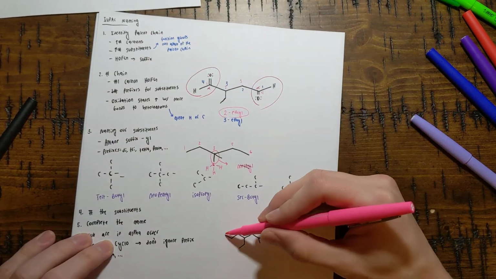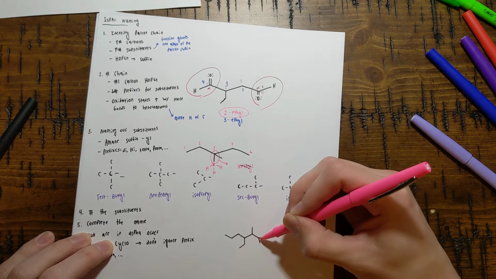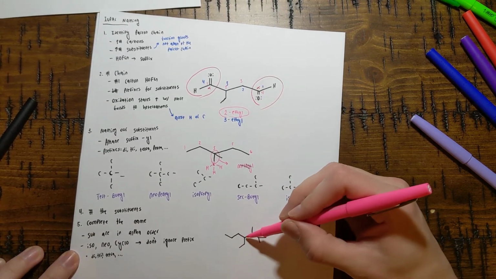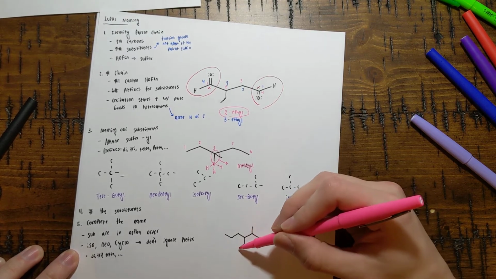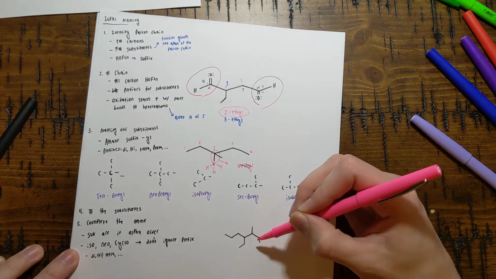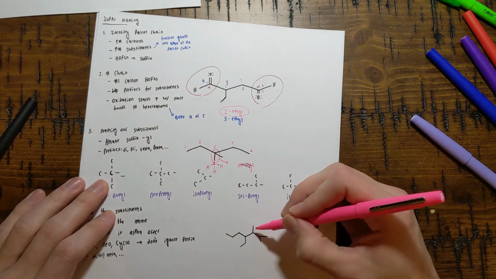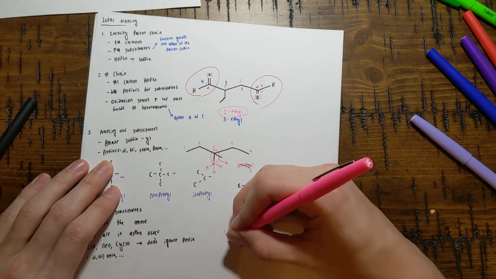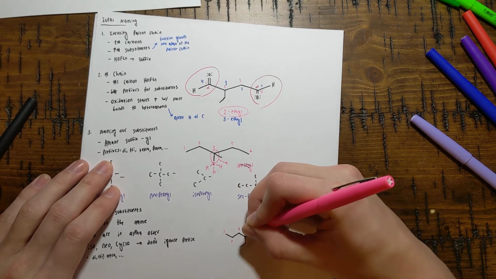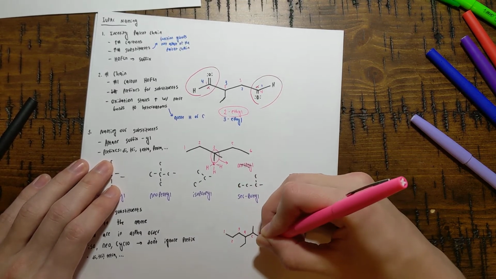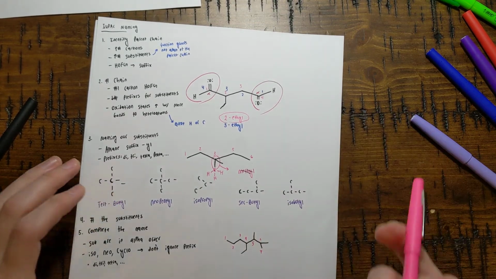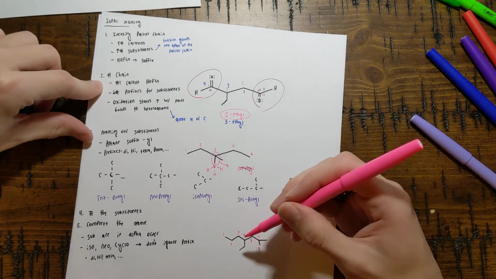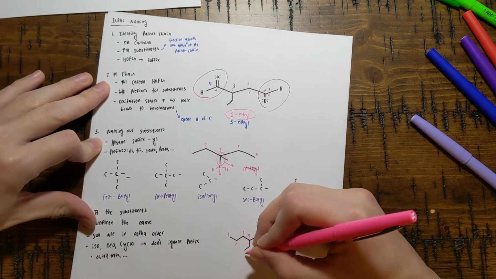So let's see, I do 1, 2, 3, 4, 5, 6, 7. That's one chain. I could do 1, 2, 3, 4, 5. That's not going to work. 1, 2, 3, 4, 5, 6. Close, but not going to work again. Or 1, 2, 3, 4, 5, 6. So it looks like what we need to do is leave it like this, because this gave us the highest number of carbons. So we identified the parent chain. We numbered the parent chain. Now we need to name our substituents.